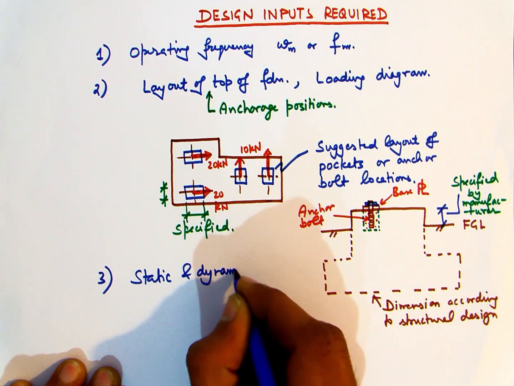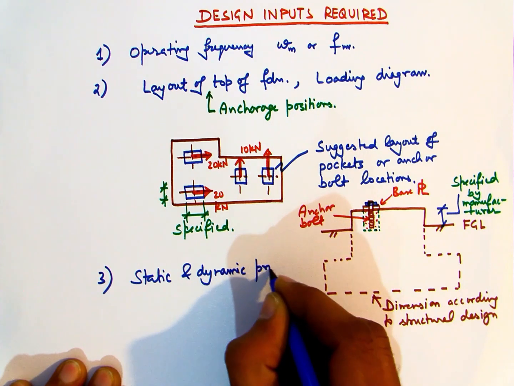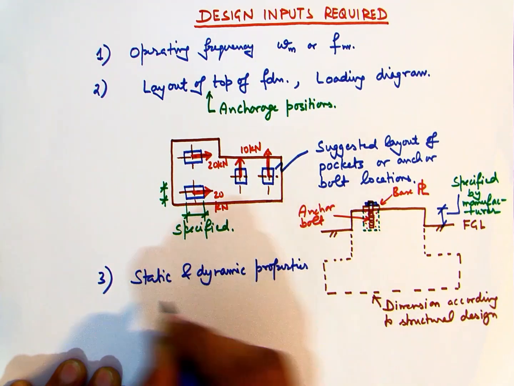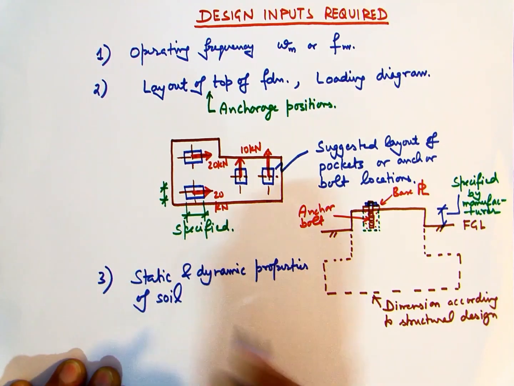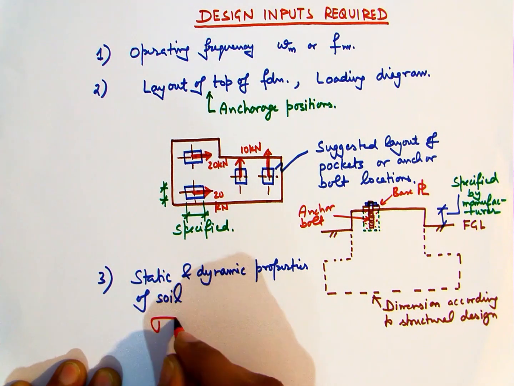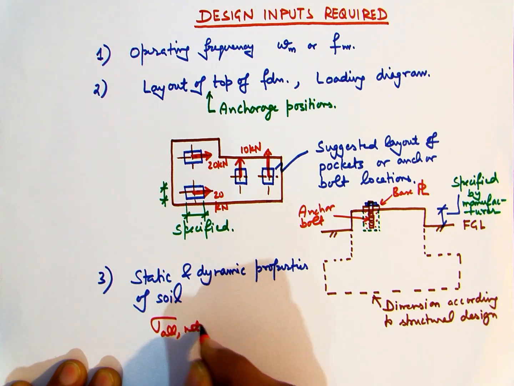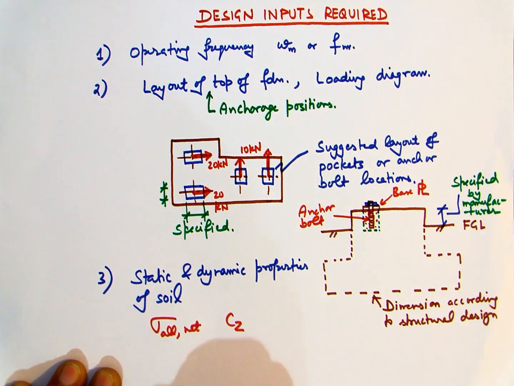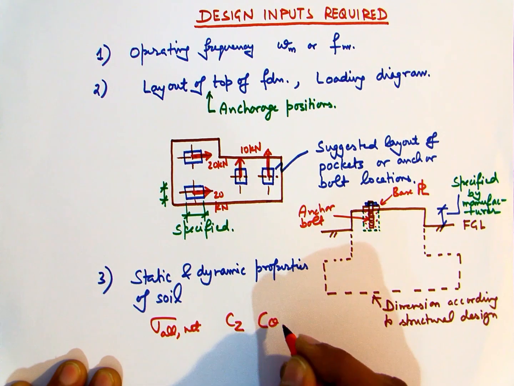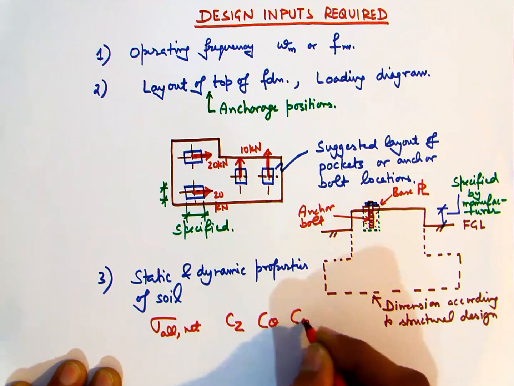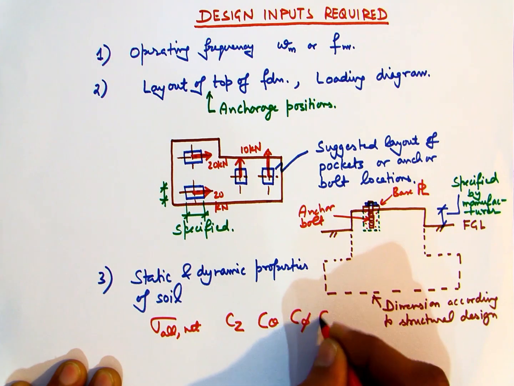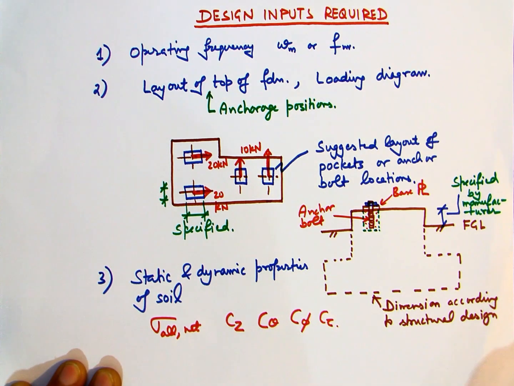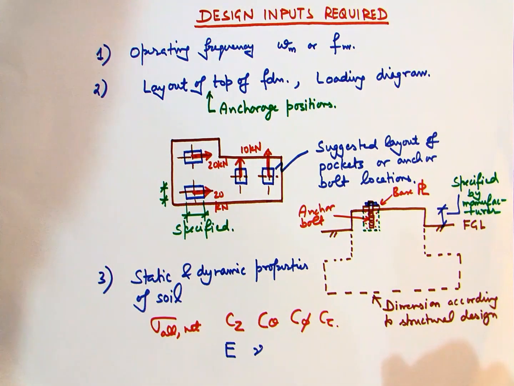The next input for the design comes from the geotechnical engineer, and these are the static and the dynamic properties of the soil. So we need allowable net bearing pressure, we need the elastic constants Cz, C theta, C phi and C tau. In addition, if we have the values of the Young's modulus and the Poisson ratio, then that's also desirable.